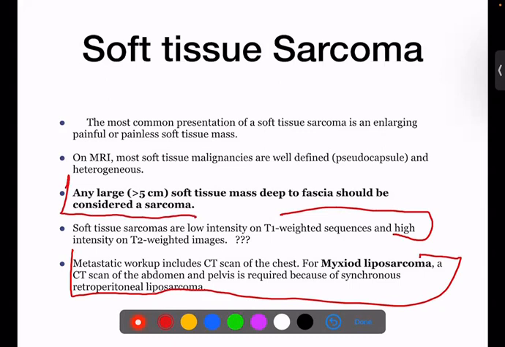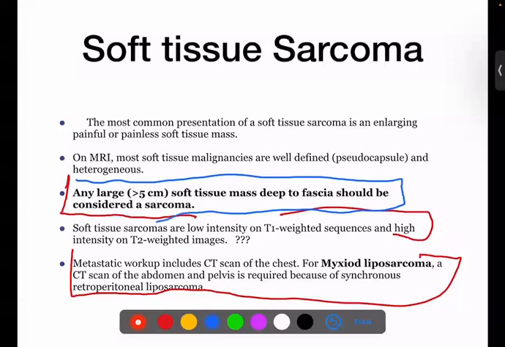Another way of having an MCQ for this one is that they will bring you an MRI and they will ask what's the appropriate biopsy for it. For example, if it's less than 5 centimeters, if it's let's say 1 centimeter above the fascia and away from the neurovascular bundle.